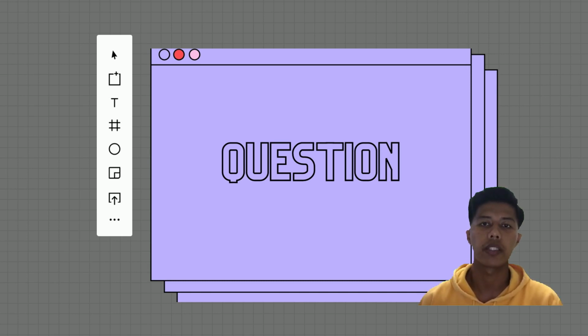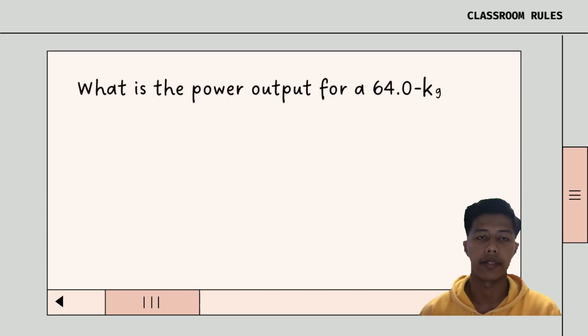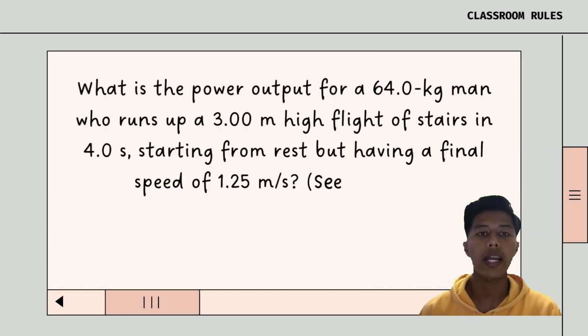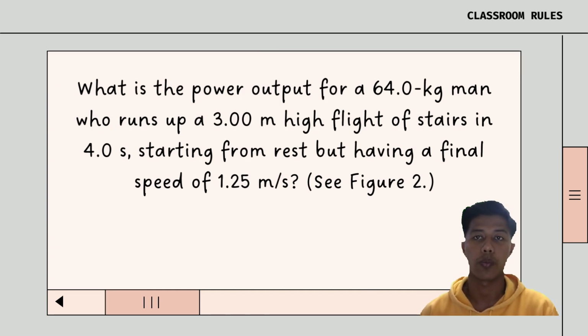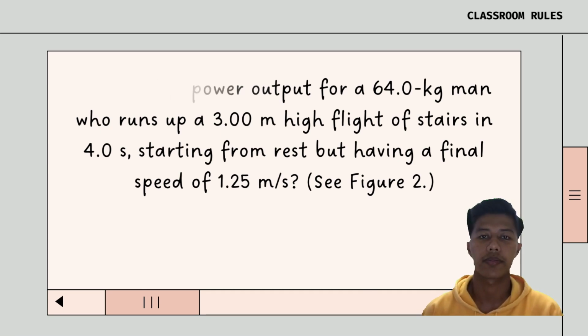So I will be talking about the question. The question is, what is the power output for a 64 kilogram man who runs up a 3-meter high flight of stairs in 4 seconds, starting from rest but having a final speed of 1.2 meters per second? So let's find out.